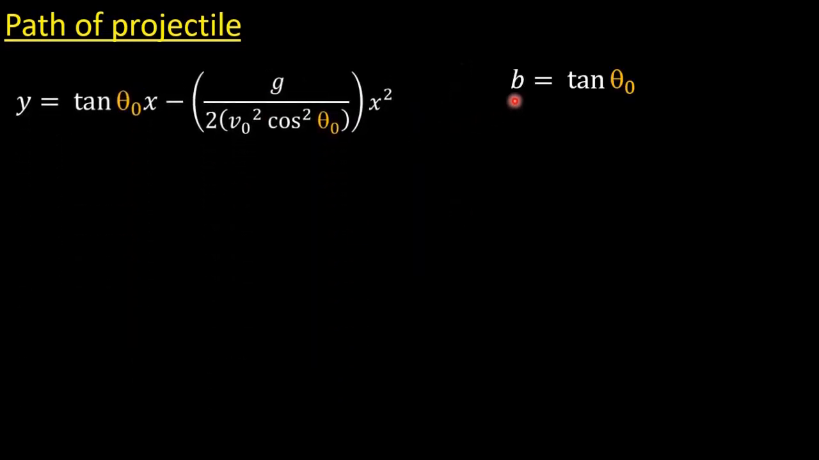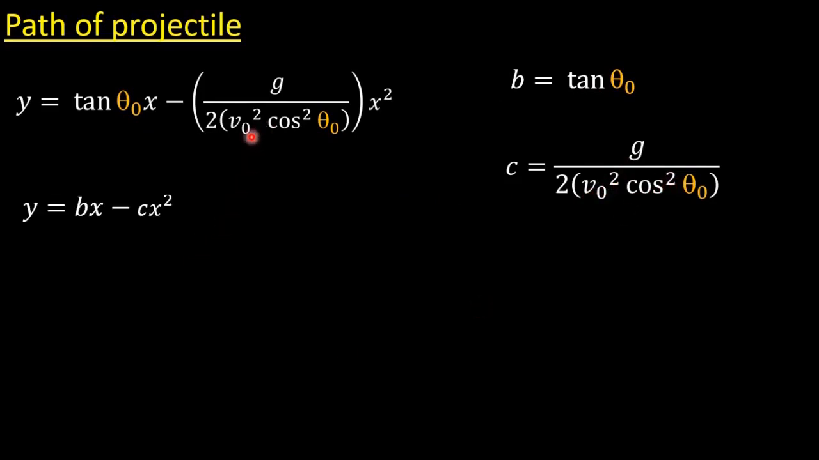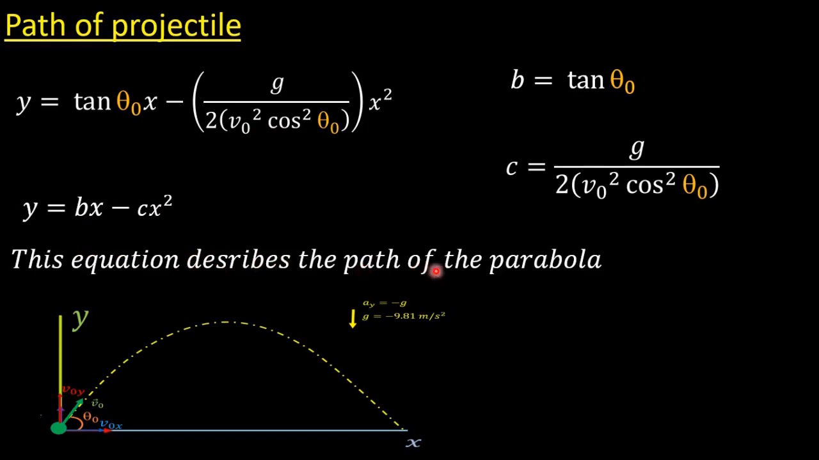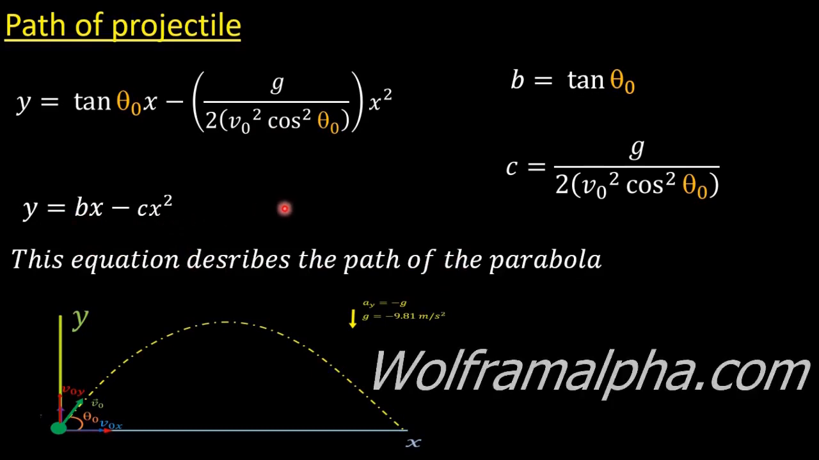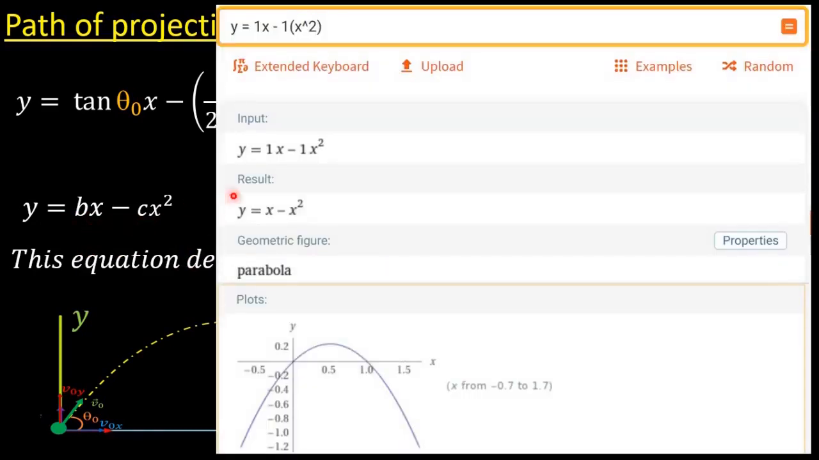So I'm going to say b is equal to tan theta, and c is equal to g over 2 times v0 squared times cos theta squared. And then I can write that in a more compact way like this. So this equation here describes the path of a parabola. This is a function, and if we were to plot this on software like, for example, Wolfram Alpha, if I set b and c to 1 as my input, and that gets plotted, it looks like this. It takes this parabolic path like that.